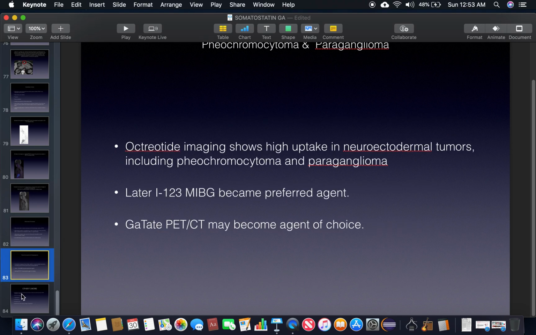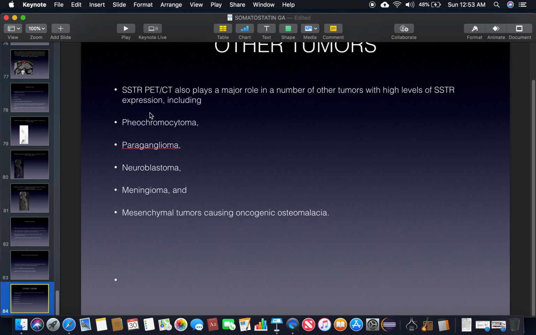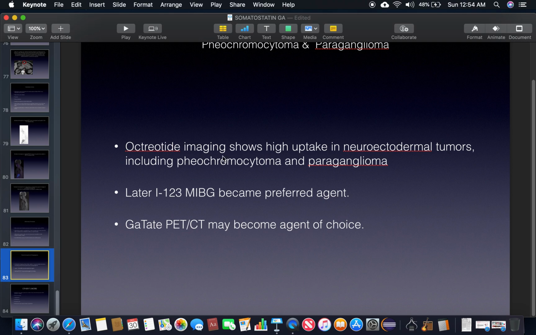Now, one last word I want to say is that this agent has been found to be useful in many other tumors which have high degree of somatostatin receptor expression. Obviously, pheochromocytoma, paraganglioma, neuroblastoma, meningioma, and then mesenchymal tumors, which cause osteogenic osteomalacia. And it is possible that this agent may become an agent of choice in pheochromocytoma and paraganglioma.